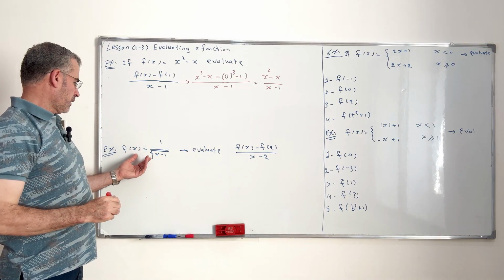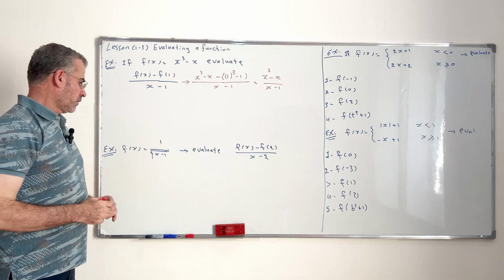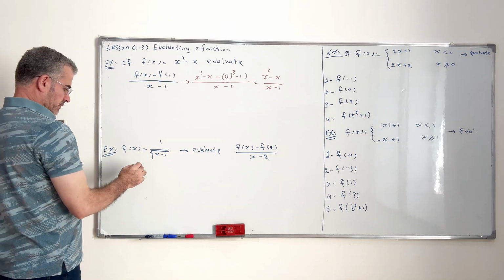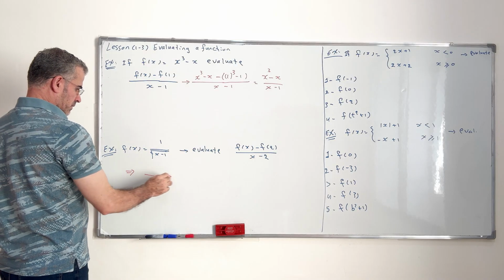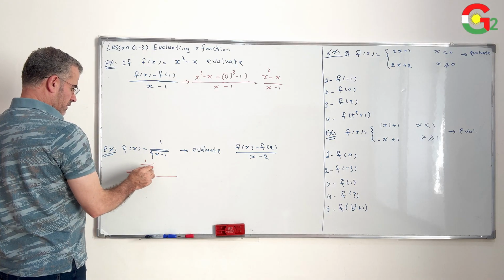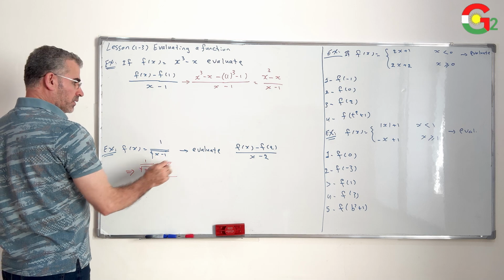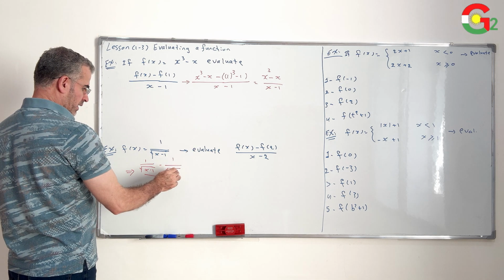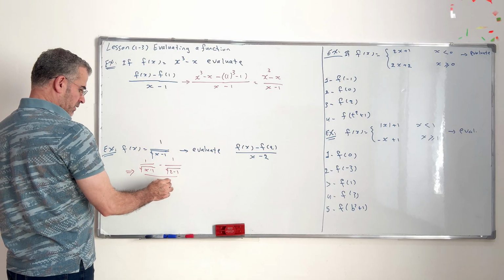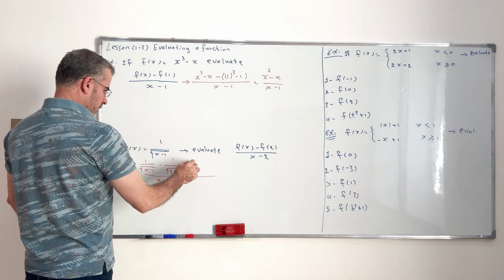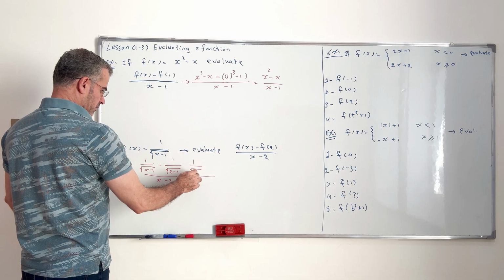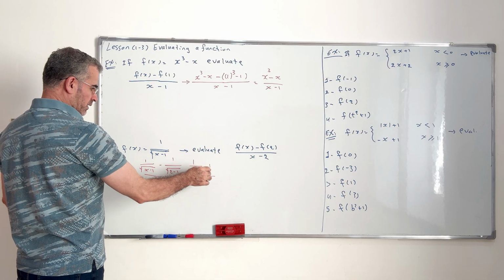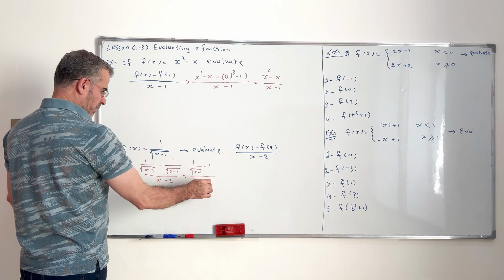Example: if f of x equals 1 over square root of x minus 1, evaluate f of x minus f of 2 over x minus 2. It is 1 over square root of x minus 1, minus f of 2, which is 1 over square root of 2 minus 1, over x minus 2. Simplify: 2 minus 1 is 1, square root of 1 is 1, 1 over 1 is 1. It is minus 1 over x minus 2.